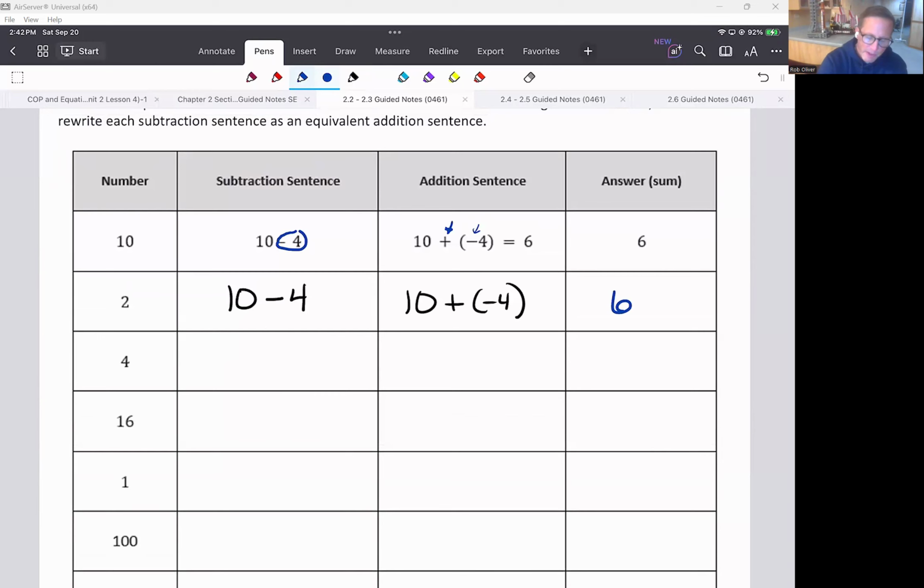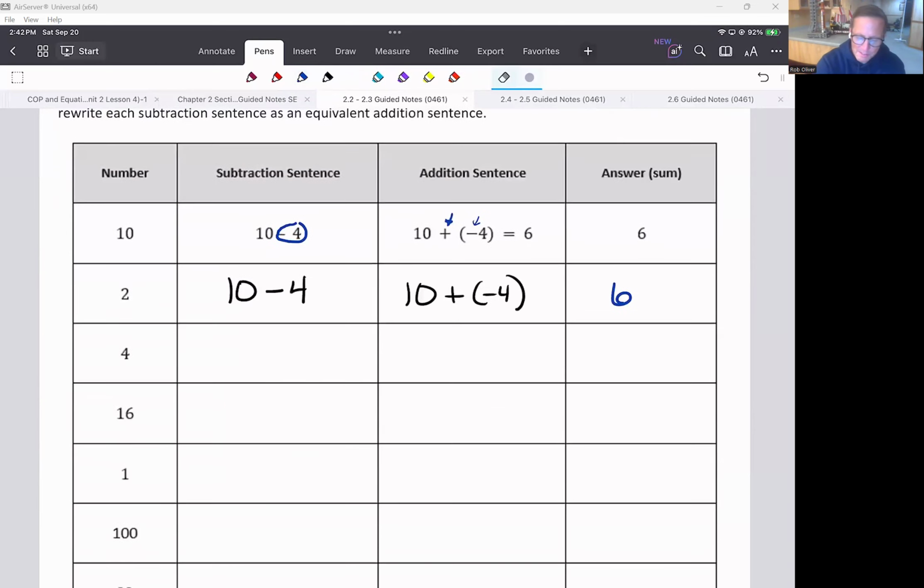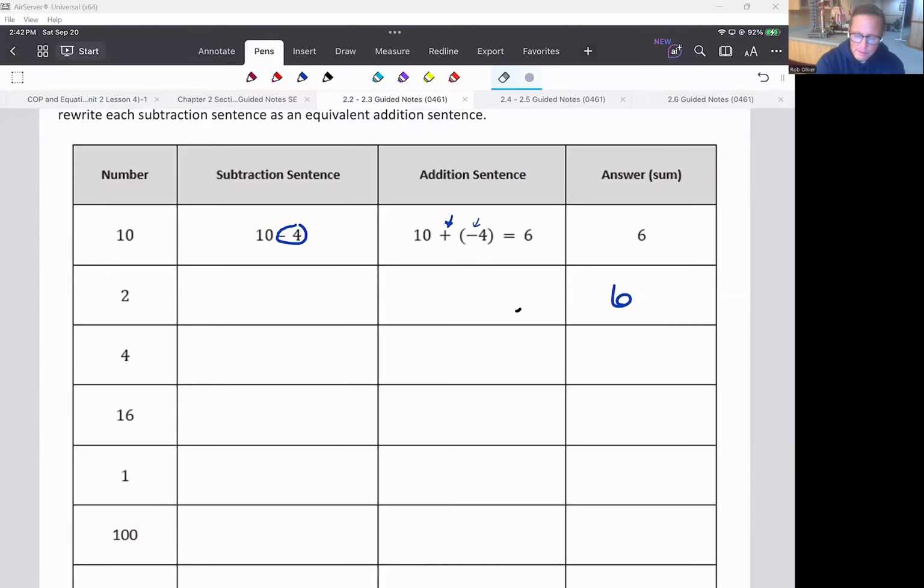Oh, what did I just do? I just did the wrong problem. Let me try this again. Pardon me, I did 10 for whatever reason. Let me try that: 2 minus 4. Probably wondering what I was doing.